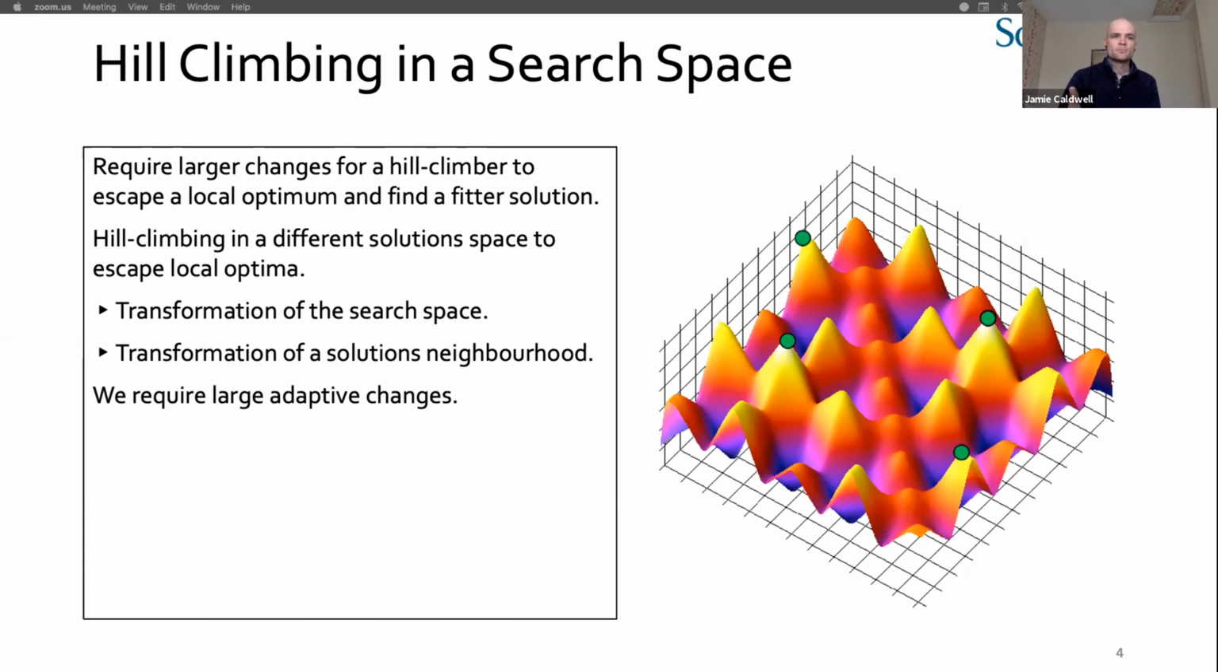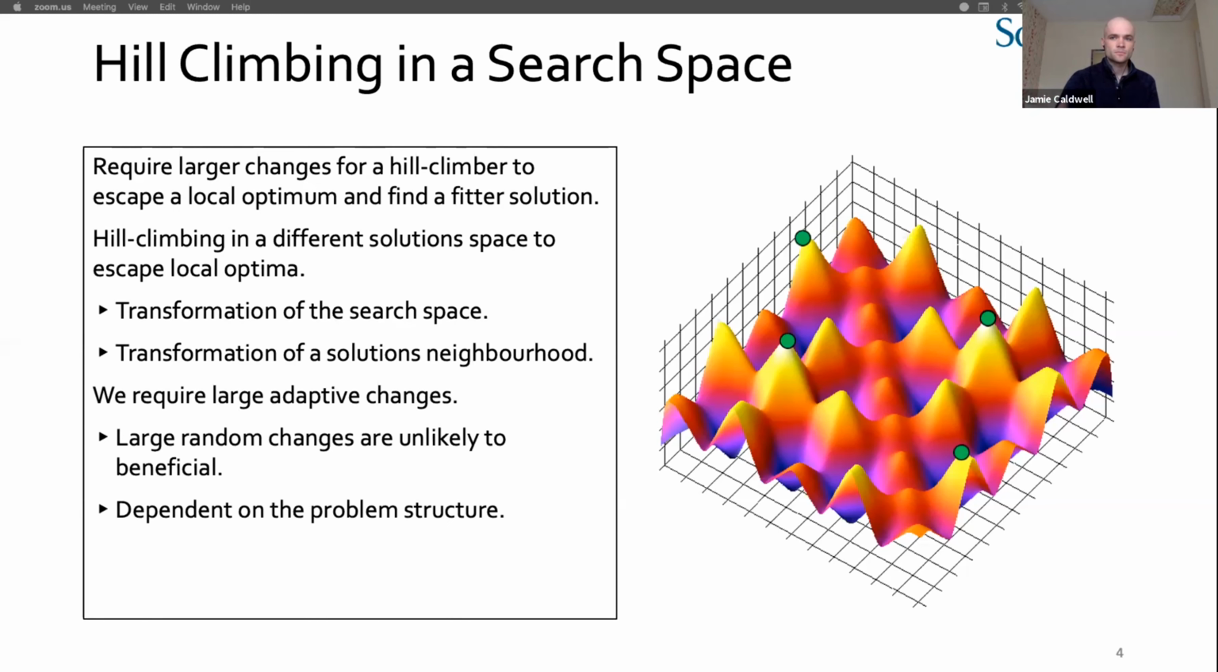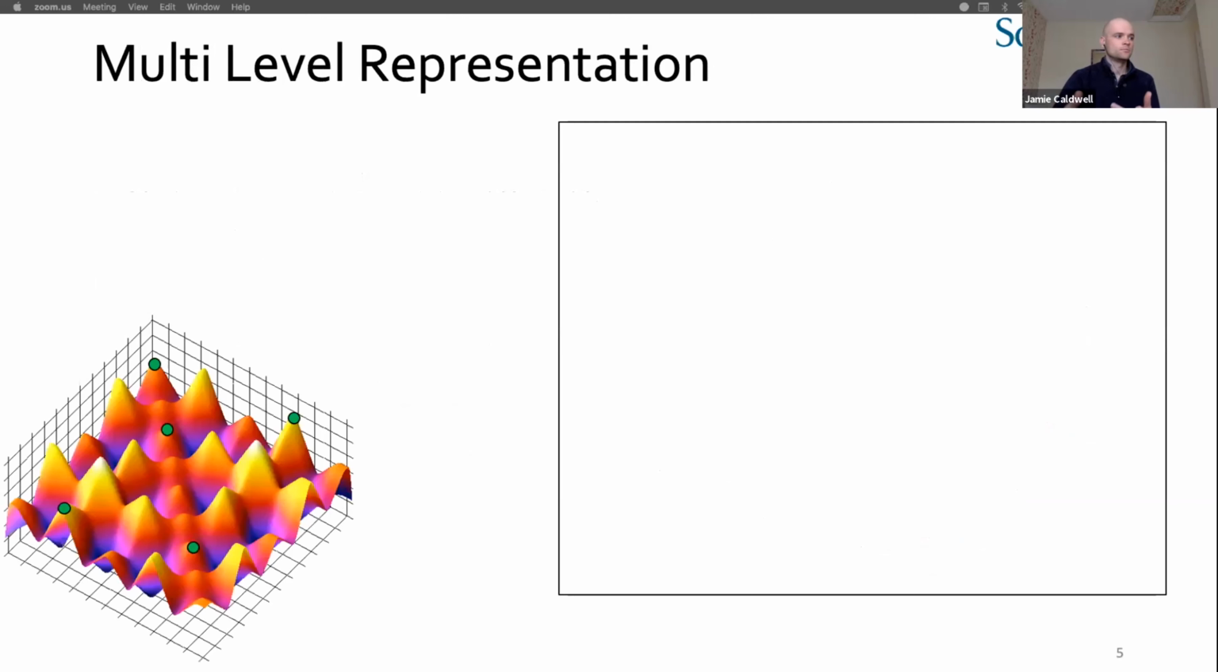But in this case, we require large adaptive changes. It doesn't make sense to just make random changes. We are unlikely to benefit from a large random change, and as the change required to update a solution becomes larger, the likelihood of making an adaptive change using random combinations diminishes again. What makes the large change adaptive is that it depends on the problem structure. This is where we talk about inducing a high order representation to present a landscape that captures this structure, to allow us to make these adaptive changes.